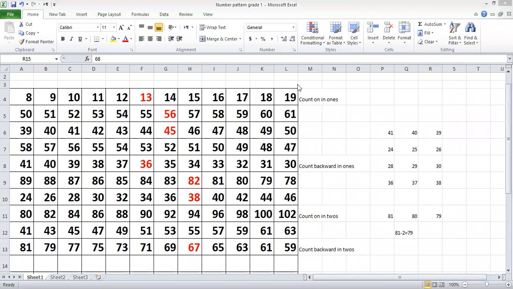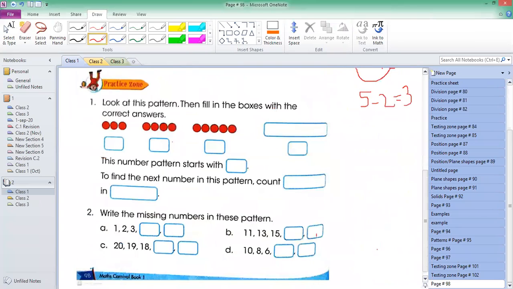Coming to the book, guys. Come here and complete this practice zone. Look at this pattern, then fill in the boxes with the correct answers. How many balls are there? 1, 2, 3. There are 3 balls. That's why you will write 3. How many balls are there? 1, 2, 3, 4. You will write 4. How many balls are there? 1, 2, 3, 4 and 5. So you will write 5 here.